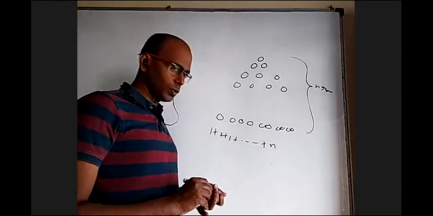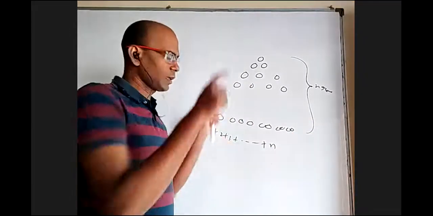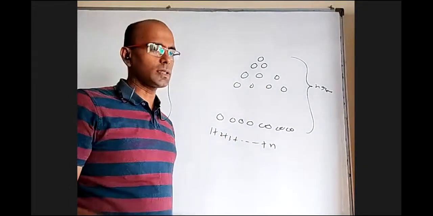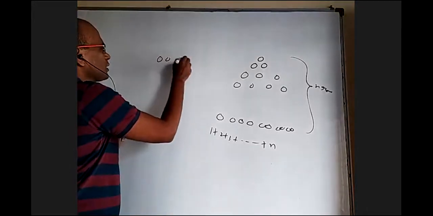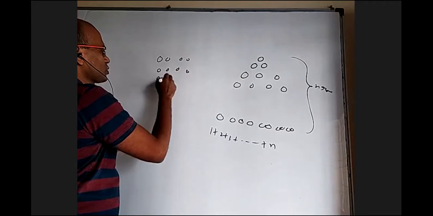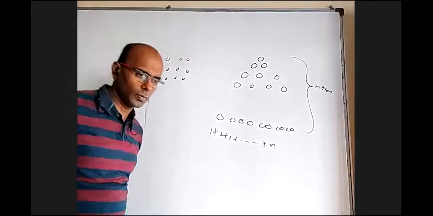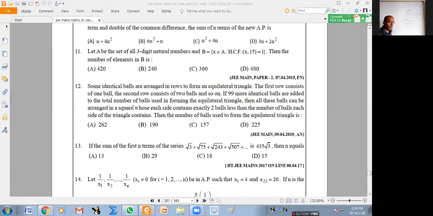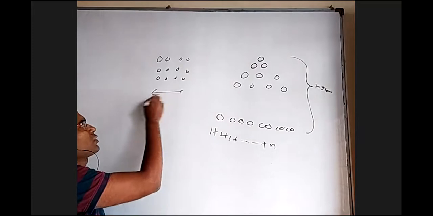Now they want to remove this arrangement and make them into a square. But with this, they are not able to form a square. They have to add some more balls, and after that, when all the balls are arranged in the form of a square, how many rows and how many columns? If 99 more identical balls are added, then all these balls can be arranged in a square whose side contains exactly 2 balls less than the number of balls each side of the triangle contains. So this has n minus 2 balls here.